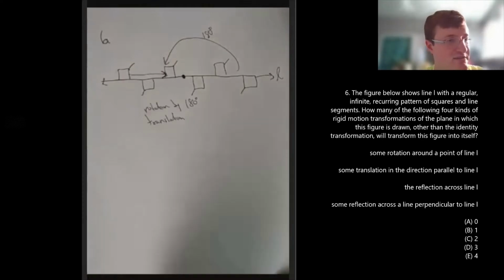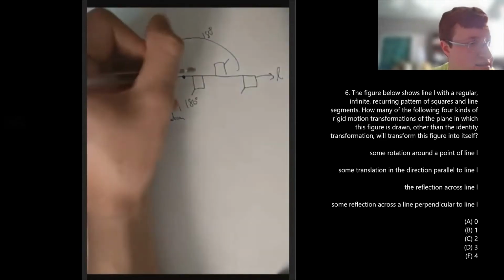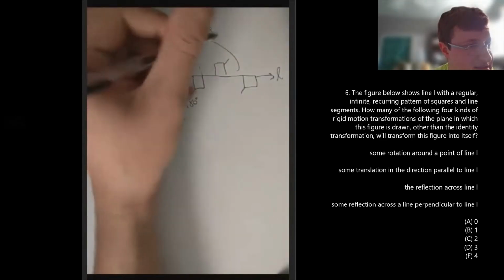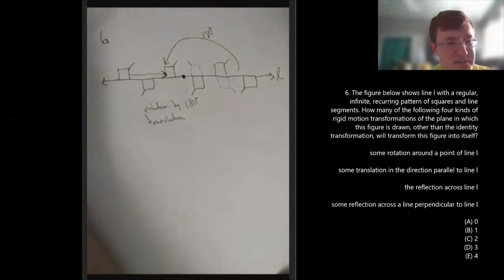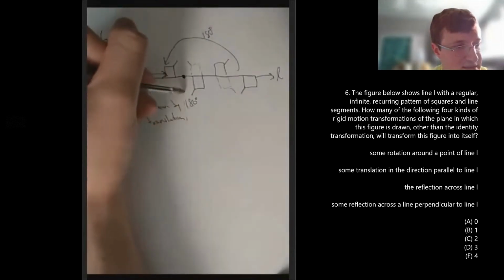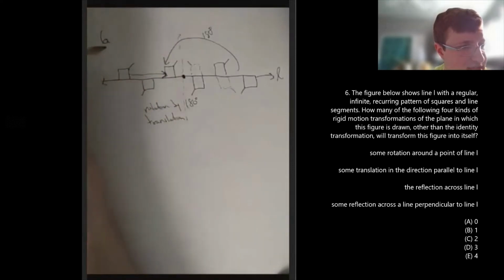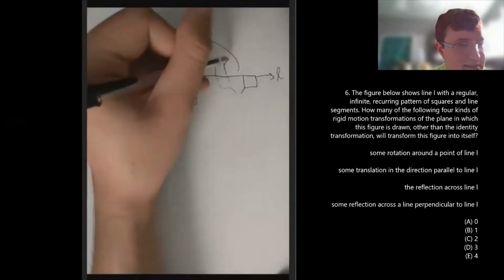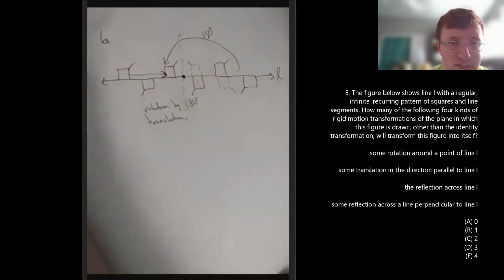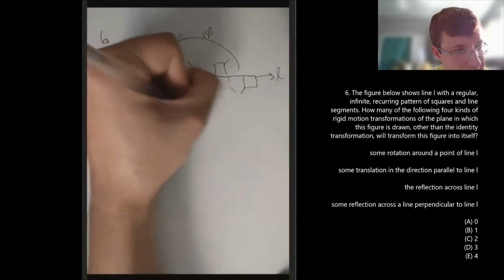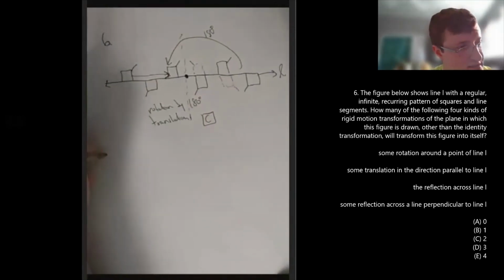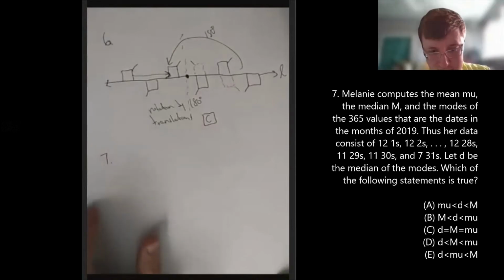Okay. The reflection across line L. Well, no, that won't work because then the lines will be going in the wrong direction. So that won't work. Some reflection across a line perpendicular to line L. Okay, so that'll be something like this. I don't think that'll work either because again, these little lines coming out will be going in the wrong direction. So I think it's just two of those options. So that's C.